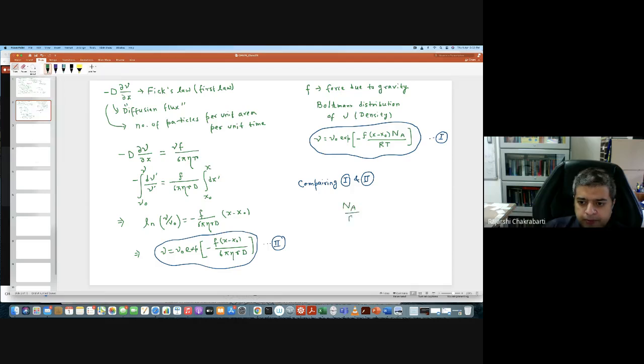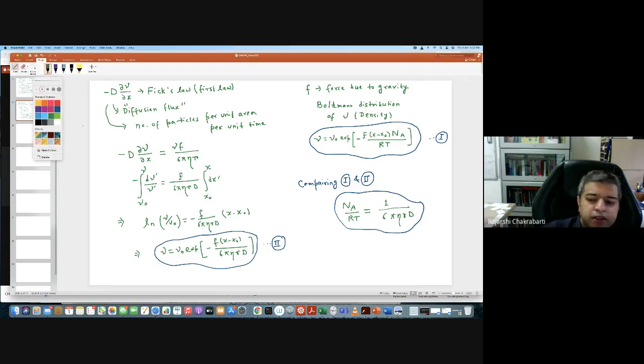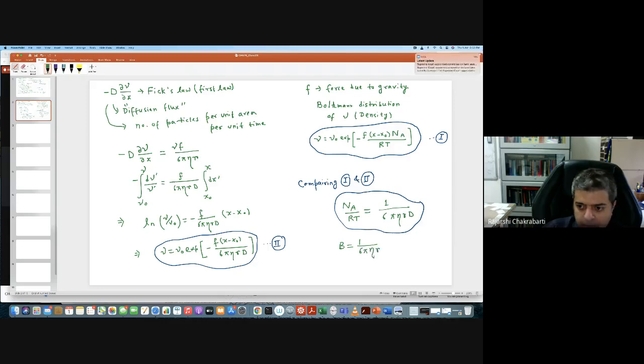Just let me write it down. Exactly, this is what I get, isn't it? Okay. Now I am redefining something. This quantity, I'm calling it B. And B has a name. This is called mobility.